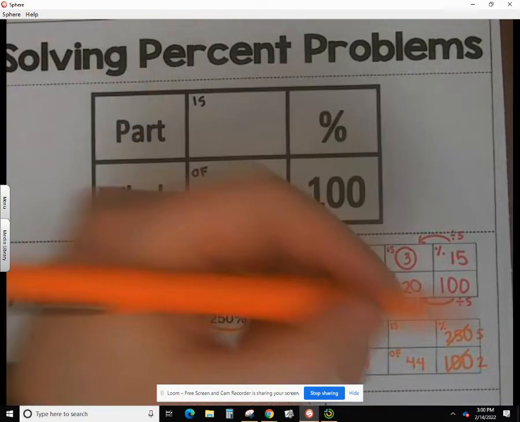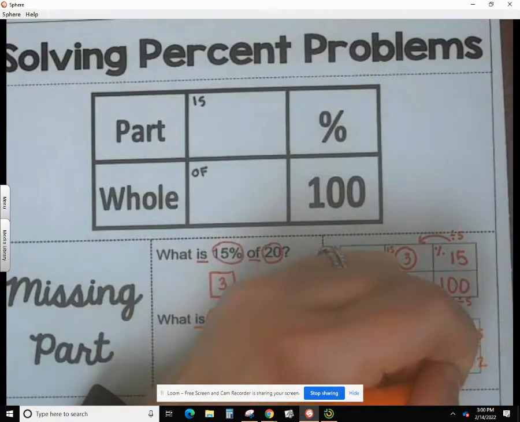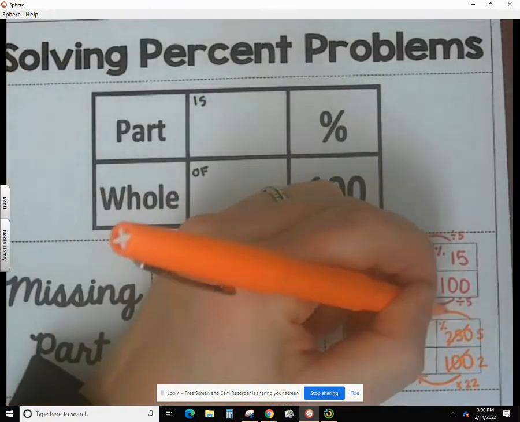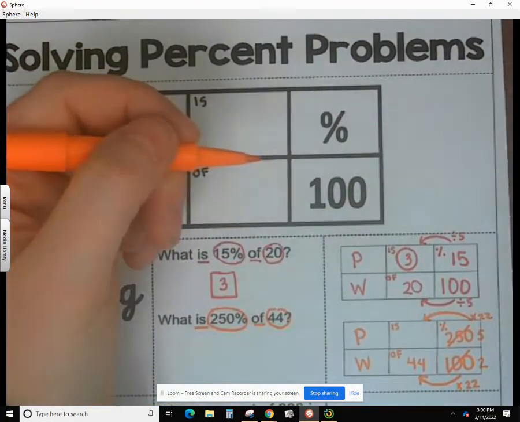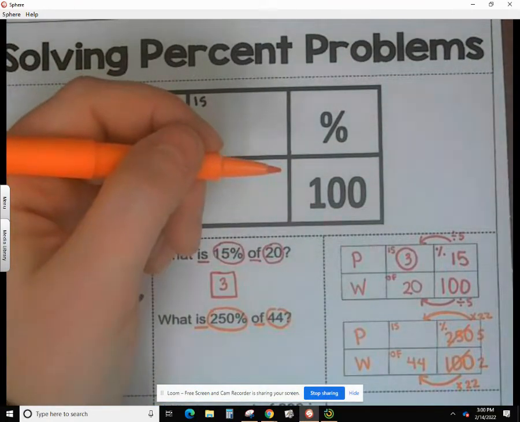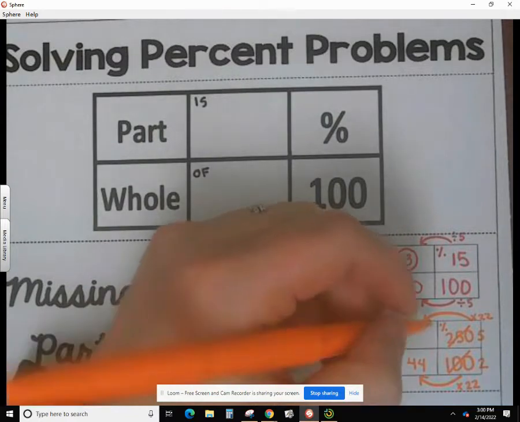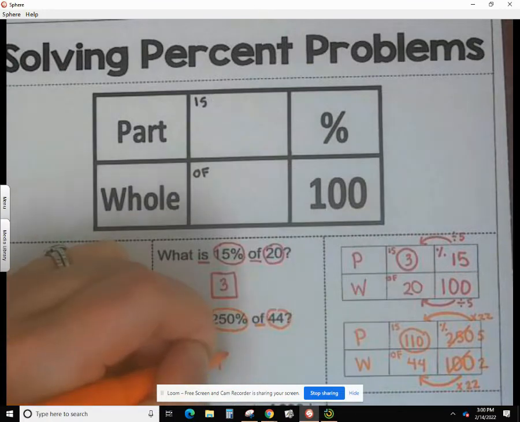Now 2 is my corner number, and there is a relationship here. 2 times 22 is 44, so we just have to do 5 times 22. And again, you may still be thinking, how in the world did she get that? That's okay. We're going to keep working on this. 22 times 5 is 110. So our answer here is 110.